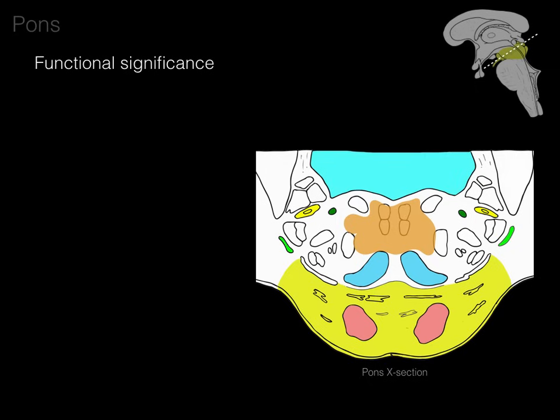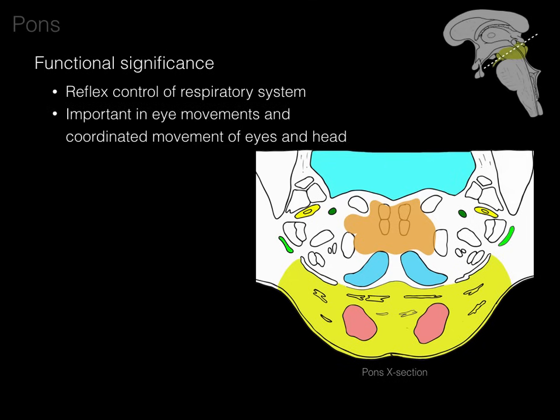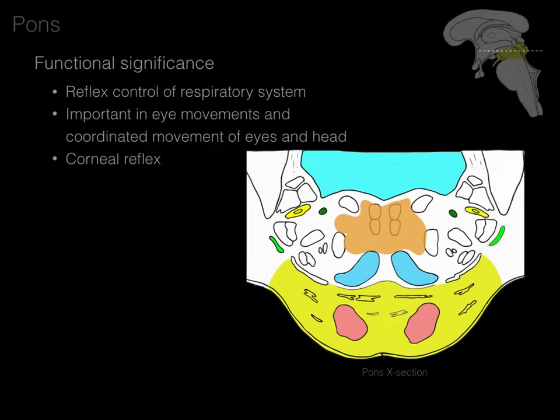Now, the functional significance of the pons is that it's a reflex control of the respiratory system, and it's important in eye movements and the coordinated movements of the eyes and head, and it's the neurological level associated with the corneal reflex. You touch the cornea with a wisp of cotton, patient will blink both eyes.